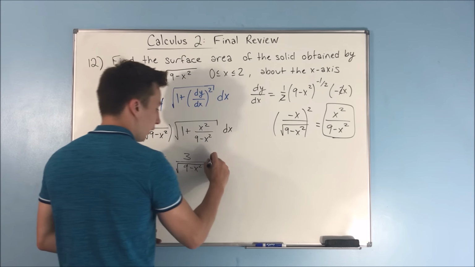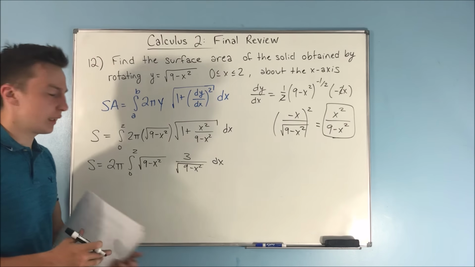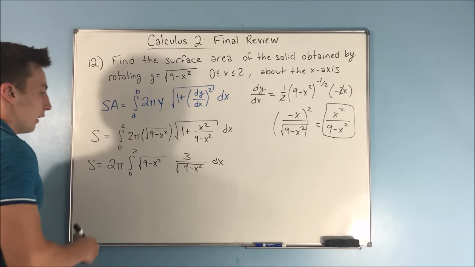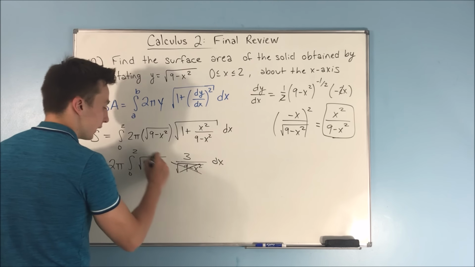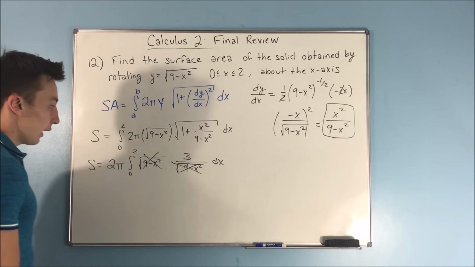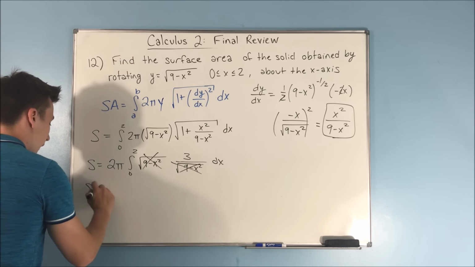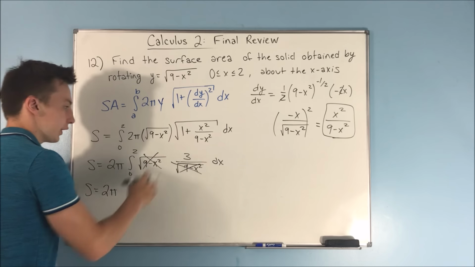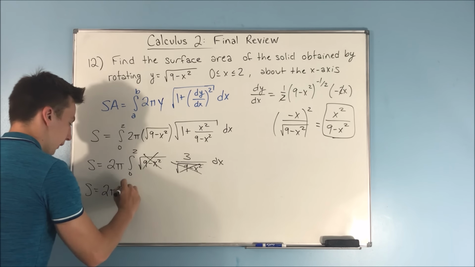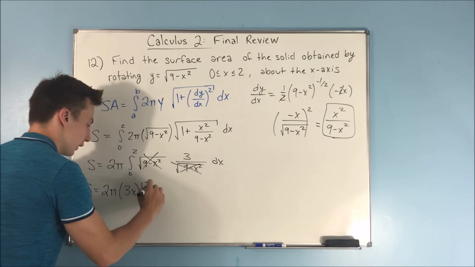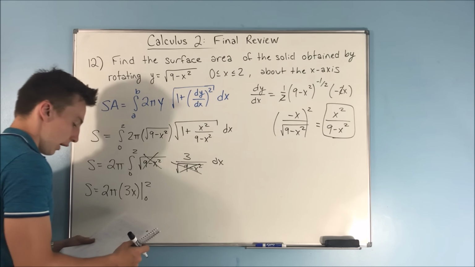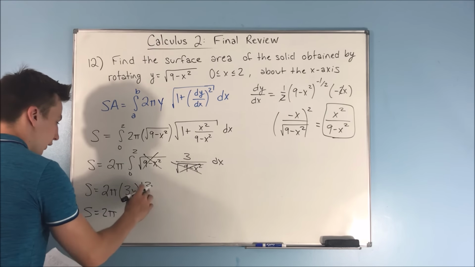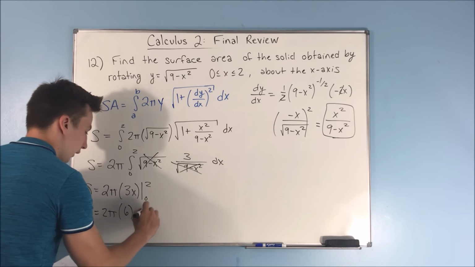Okay, just doing all these steps at once by erasing and all that stuff here because I don't really want to write this out like 5 more times, just for time's sake. So we get rid of these 9 minus x squareds. Okay, they cancel out. So we get that our surface area is equal to 2 pi times the integral from 0 to 2 of just 3, which is just going to be 3x evaluated from 0 to 2. Okay, and well, the 0 kills that off, so we only need to worry about plugging in the 2, which gives us 2 pi times 6, which is 12 pi.